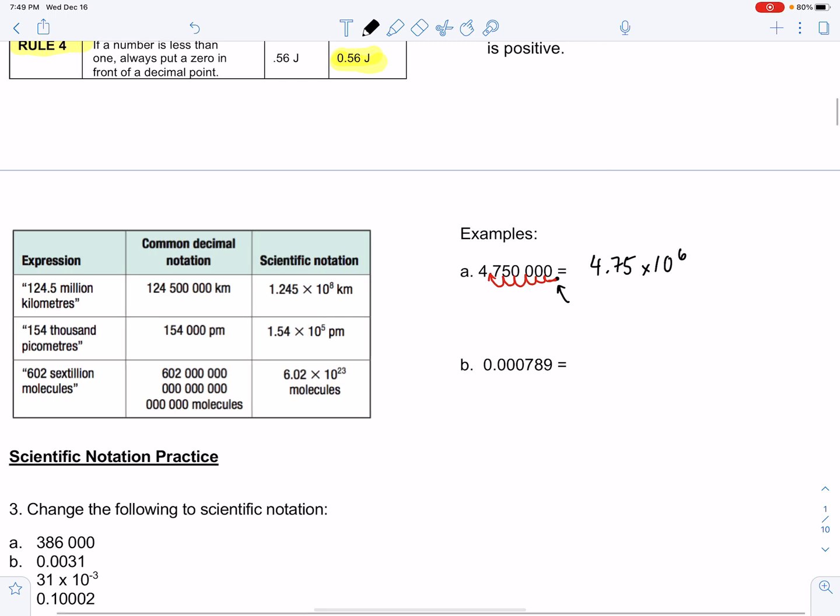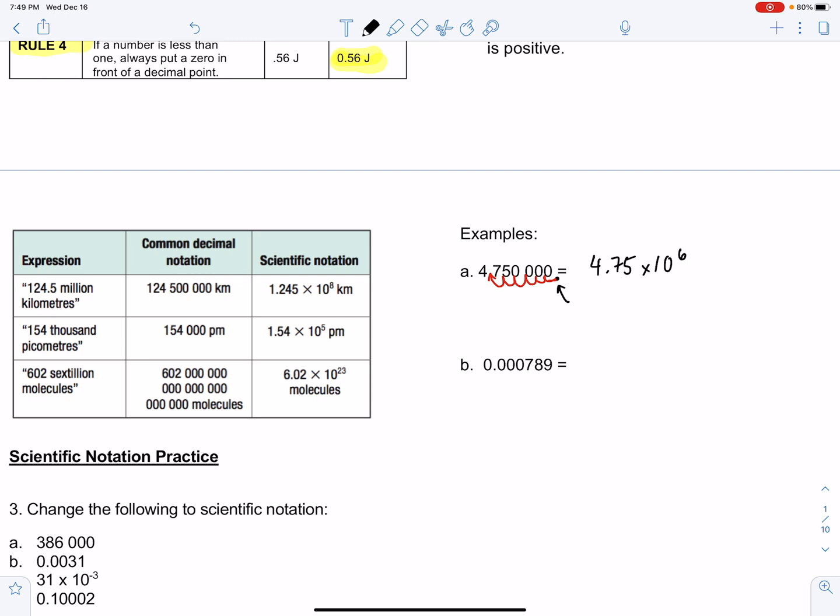So this becomes 4.75 times 10 to the power of 6. 4.75 times 10 to the power of 6 is the same thing as 4,750,000. It's written in a more concise way, but it also provides us with some information about the accuracy of the number or the measurement that was made. And we'll talk more about this in an upcoming section.